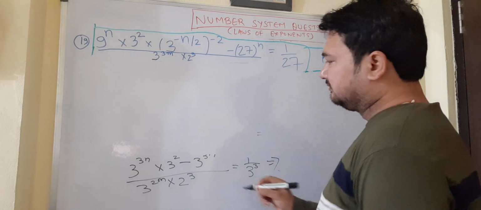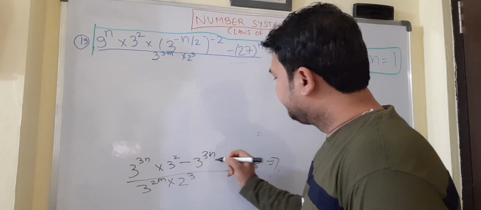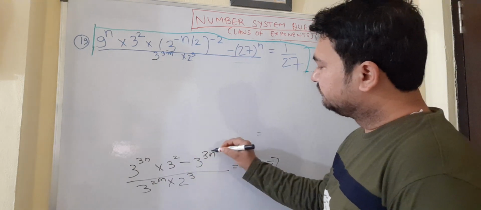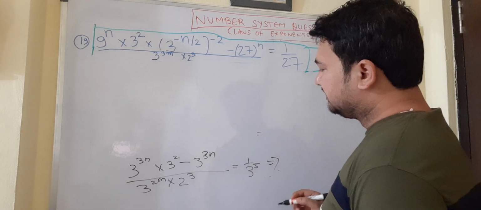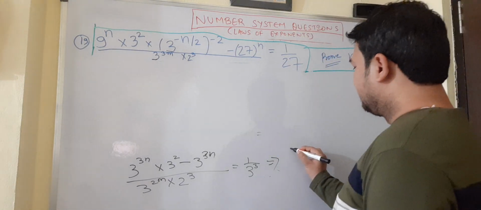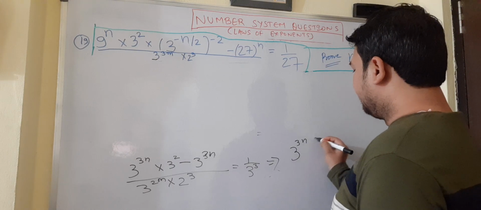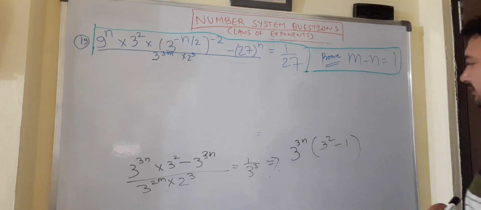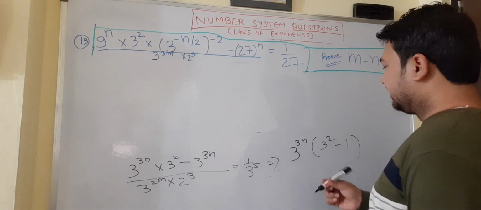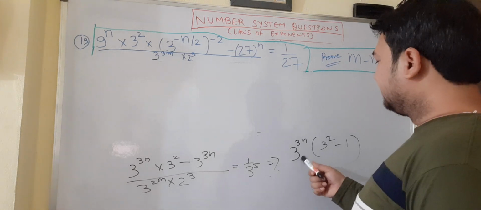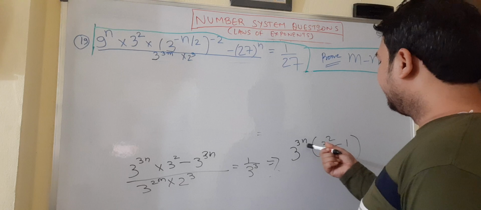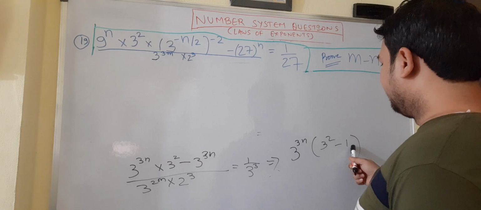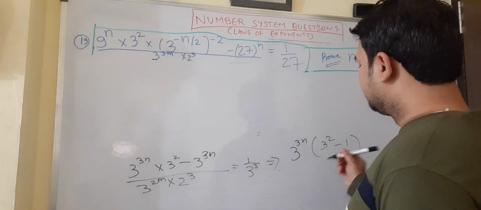This you can write, this is 3n. So in this term and in this term, what is common between these two terms? 3 to the power n is common. Taking 3 to the power 3n as common, what is left? 3 to the power 2 minus 1. You can apply the distributive law and check whether you have done it right or wrong. 3 to the power 3n into 3 to the power 2 this side, minus 3 to the power n into 1, 3 to the power n, this side. So it is right.